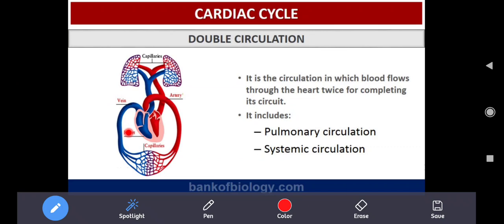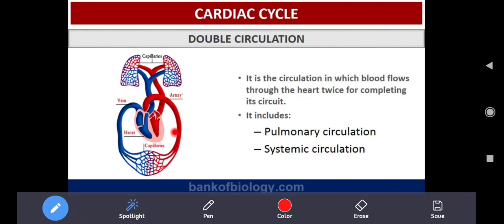Now we are going to discuss double circulation in the cardiac cycle. Double circulation is the circulation in which blood flows through the heart twice to complete its circuit. It includes pulmonary circulation and systemic circulation. Make a note of it. In the previous year, you might not have come across these words. Since both kinds of circulation are involved, it is called double circulation.